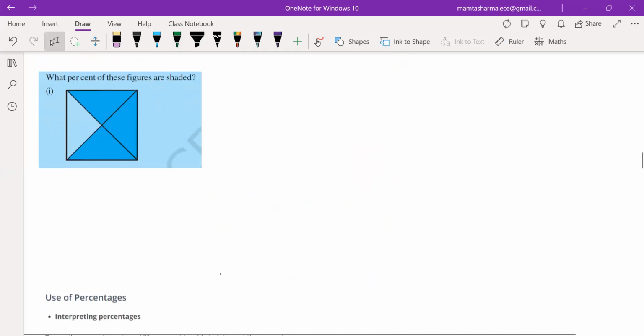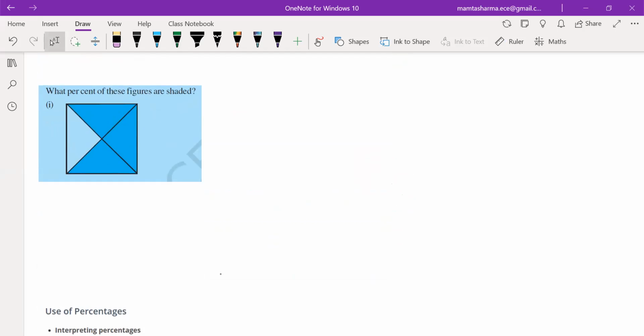Now you do this one. The same. What percentage of these figures are shaded?